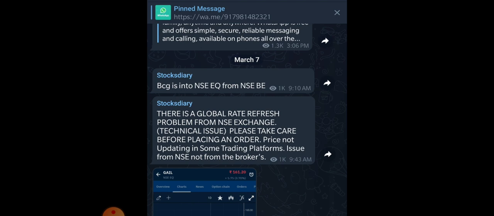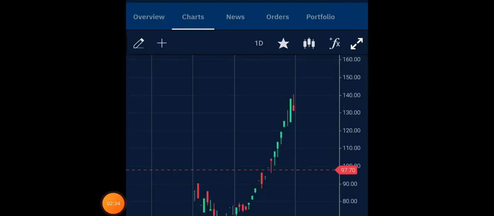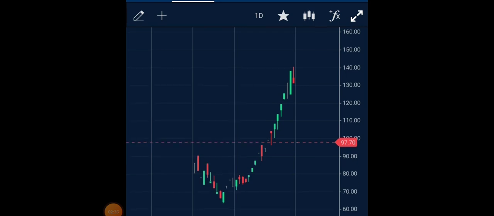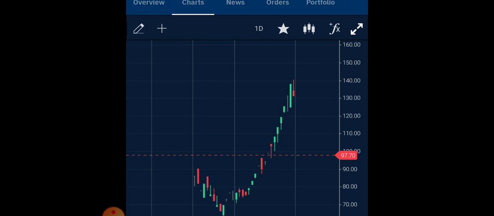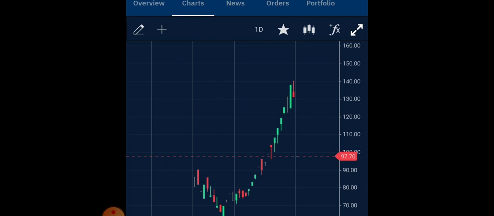Now let's go to the charts, where I'll try to discuss all the levels. If you observe the BCG daily chart, earlier when the stock was in the equity segment, it was somewhere around 140 or 130 in that zone. But today you can see it is trading around 97. After it entered the B category, we have seen a little correction, and also a few updates made the stock slide in the downside direction.